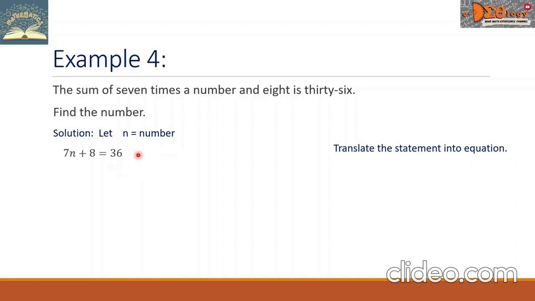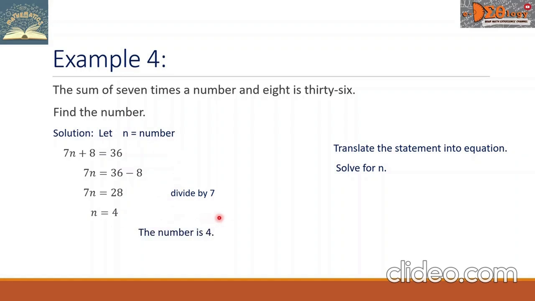Now we have a linear equation in one variable. Then we solve for n. The 8 we transpose to the right, so from positive, it becomes negative 8. So 36 minus 8 on the right side. When we simplify, the right side becomes 28. And then we divide this equation by the coefficient of n, which is 7. Dividing by 7, the left side becomes n, and the right side becomes 4. So n here is the number. So we said that the number is 4.